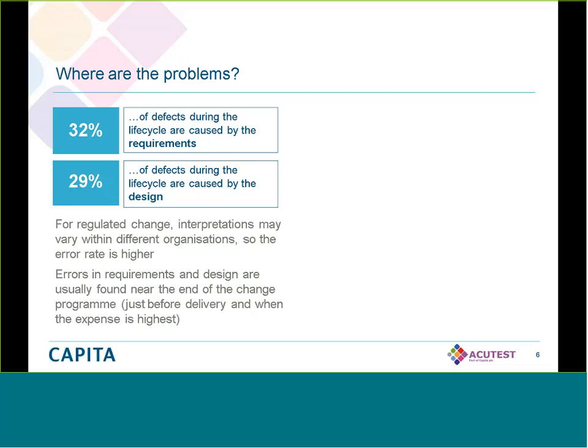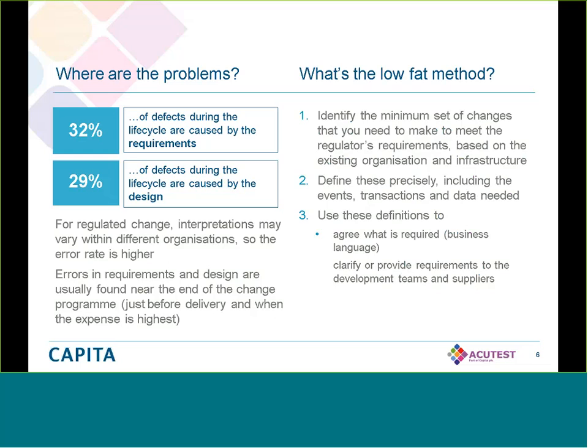And at this point, we should introduce our low-fat method to dealing with these items. The first and most important thing to do is to identify the minimum set of changes that we can make for the program to meet the regulator's requirements based on our existing infrastructure and our organization. Very often we see large change programs where the compliance guys have turned up with a book of instructions, and then they've handed them to the IT guys who implement the whole lot blindly, irrespective of their applicability. Again, more cost, more overrun. So the first thing, identify the minimum set.